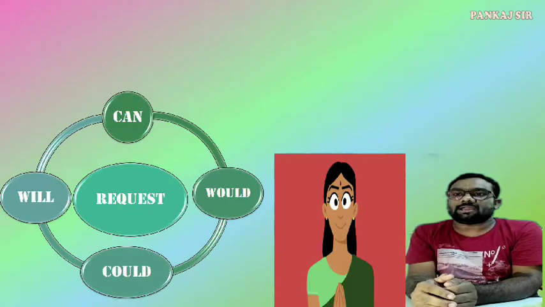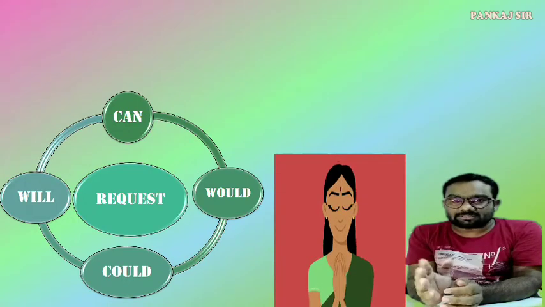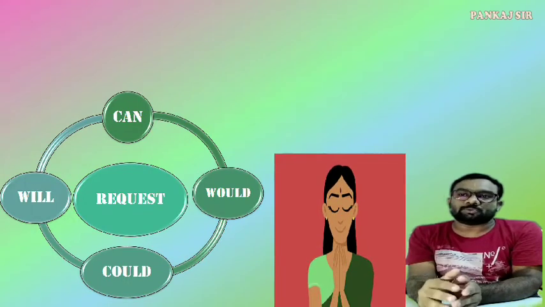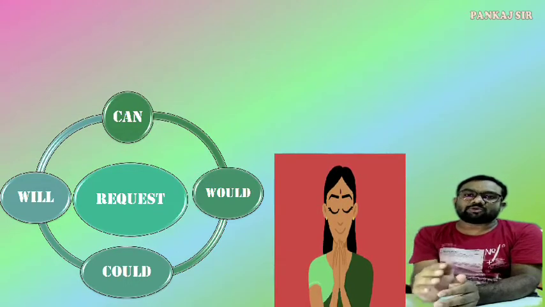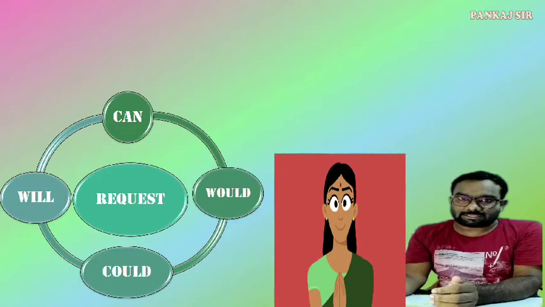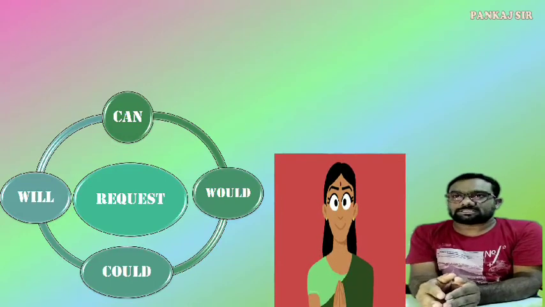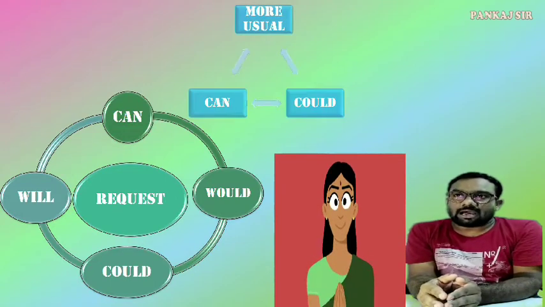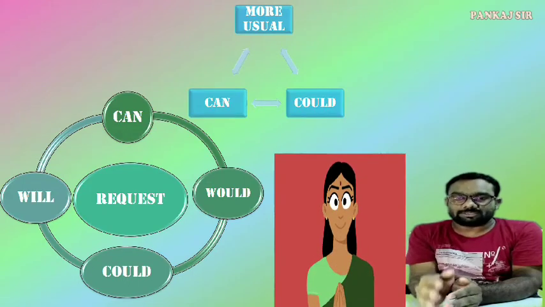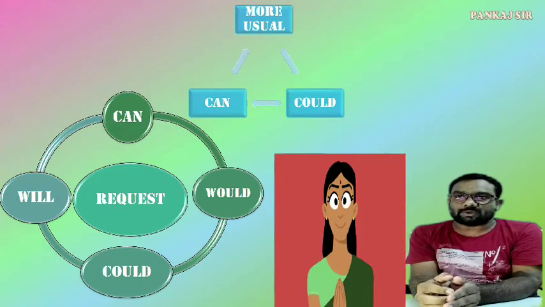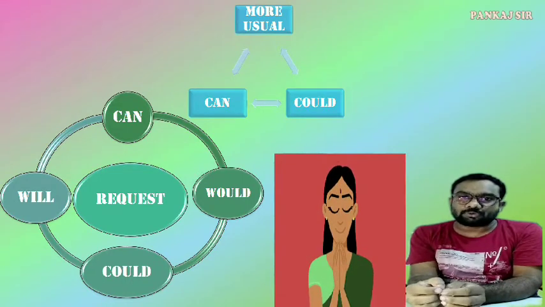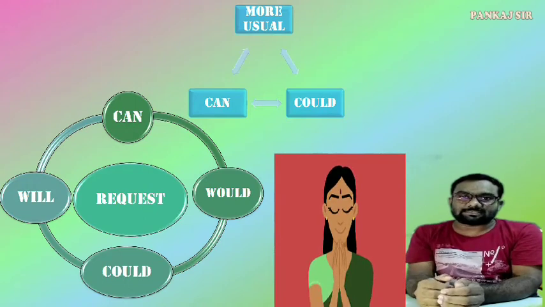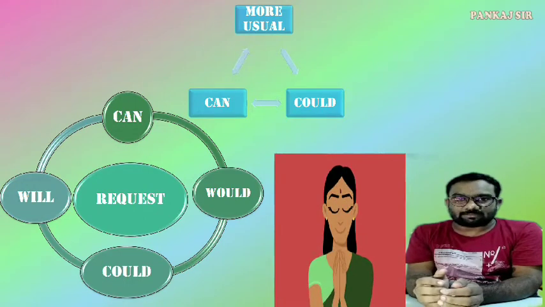First we are starting with the request, right? So when we request, we use these modals: can, could, will, would. They are four, but they are divided in groups of two. The modals can and could are more usual, means usually we use them for requests. So can you give me a pen, or could you pass me this spoon? These kinds of sentences we use to request someone.